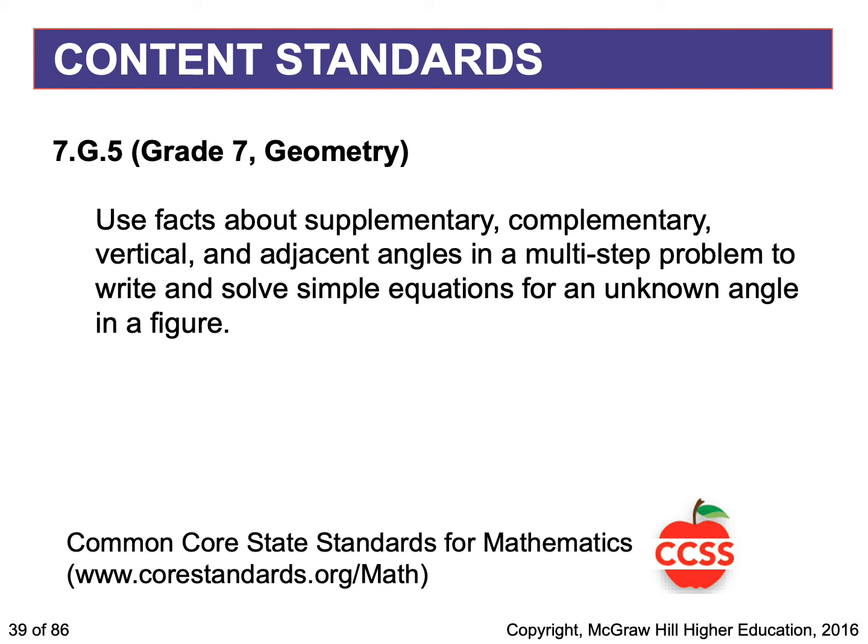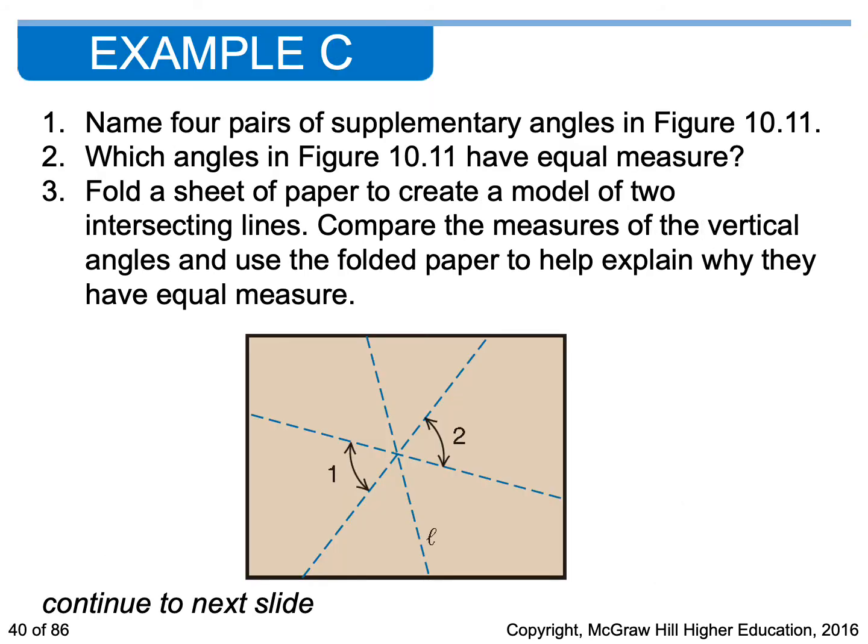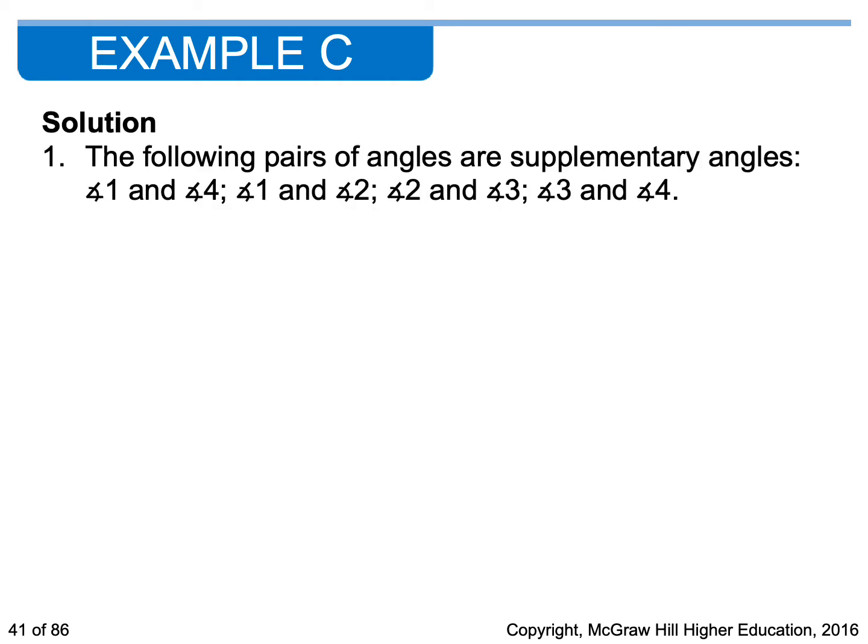This is a Common Core statement about geometry in 7th grade. Facts about supplementary, complementary, vertical, and adjacent angles. Use that information in multi-step problems. Name 4 pairs of supplementary angles. In figure 10.11, which angles have equal measure? Fold a sheet of paper to create a model of 2 intersecting lines and compare those angles.